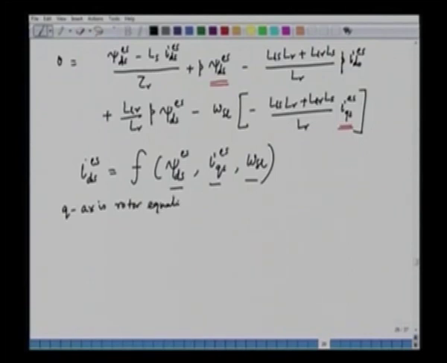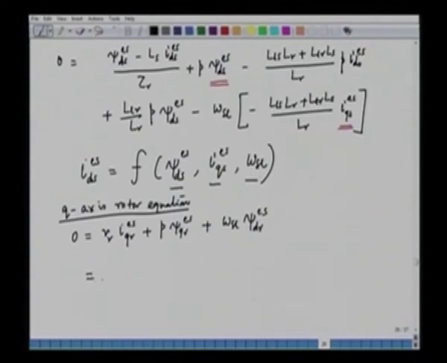Similarly, if we take the Q axis rotor equation in the stator flux reference frame, we get the following after simplification. So this is the rotor equation, plus P psi QR ES plus omega SL psi dr ES. Now we can simplify this.